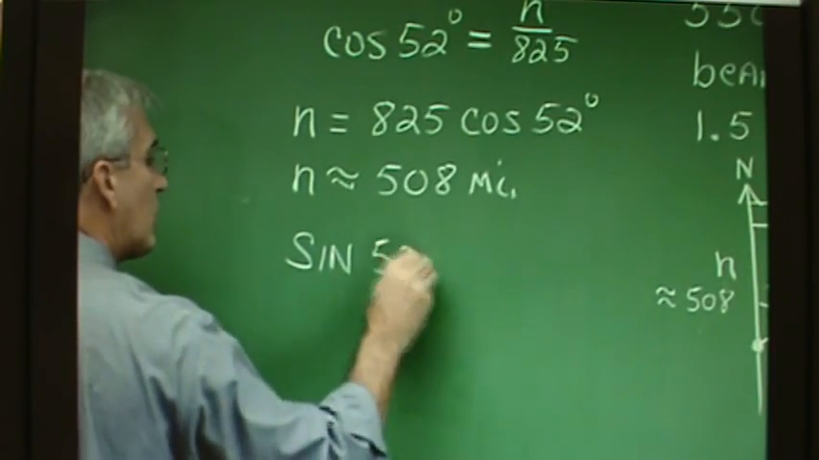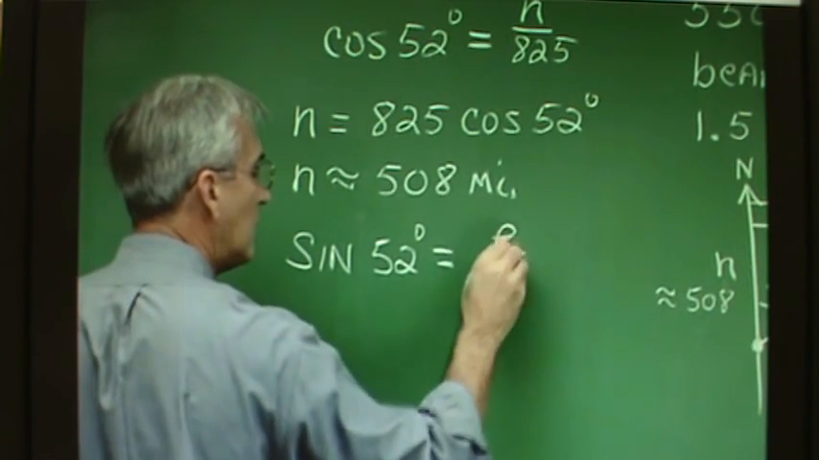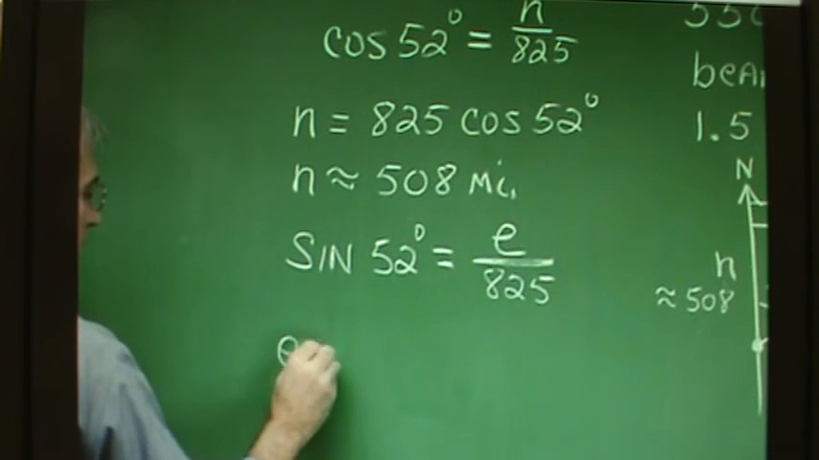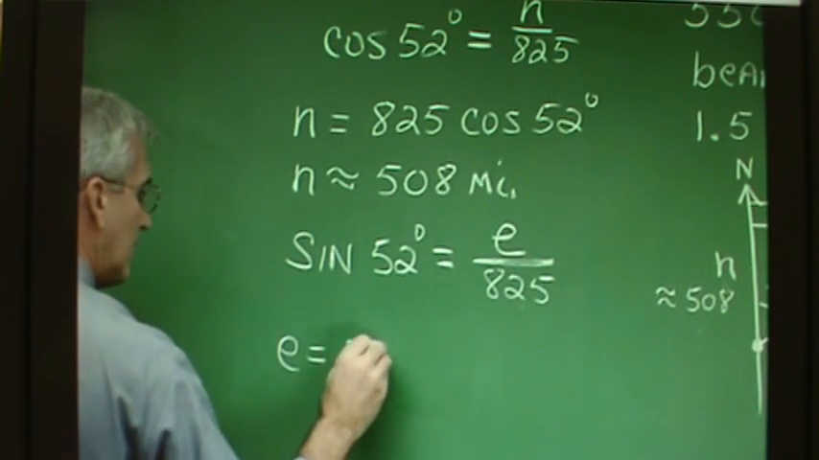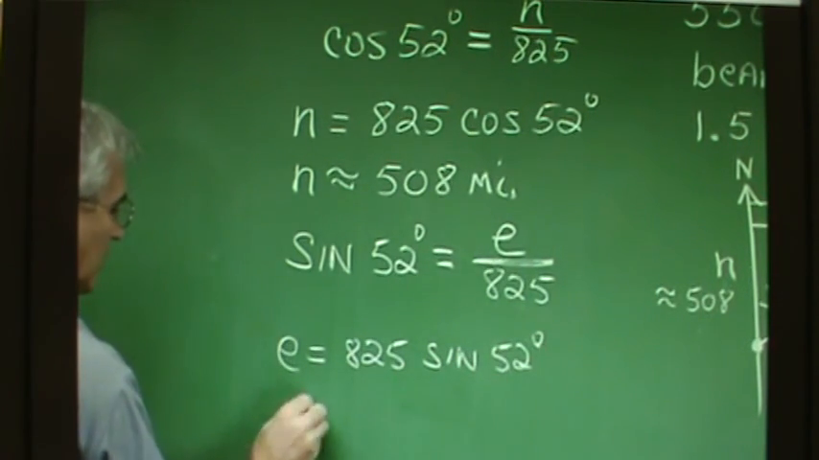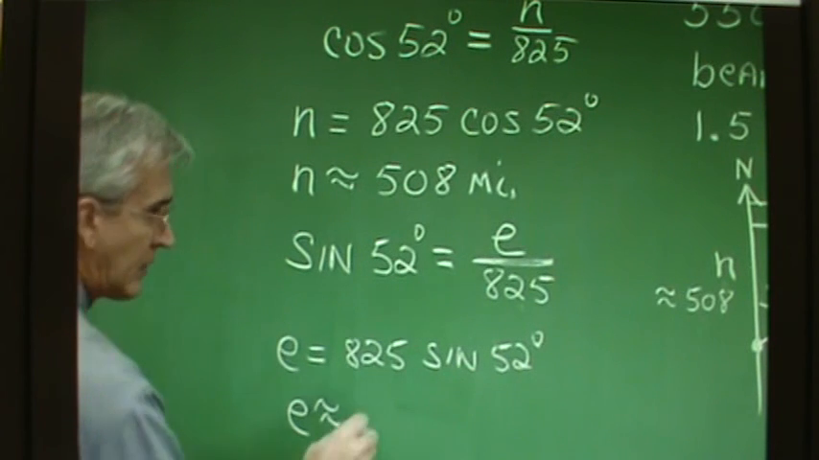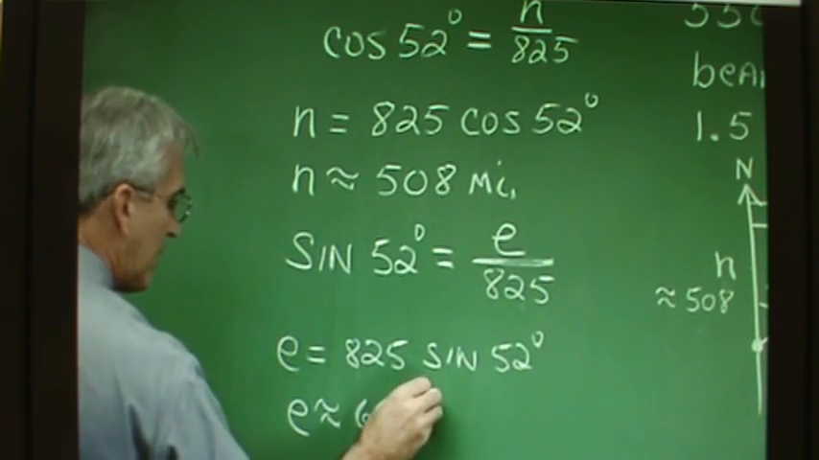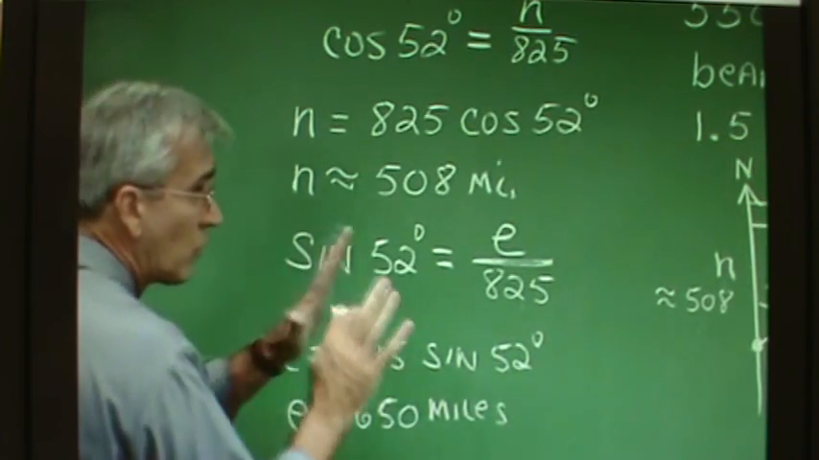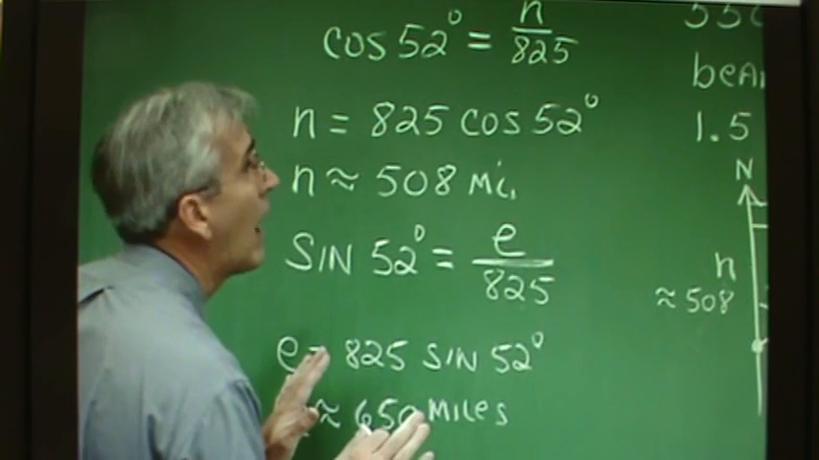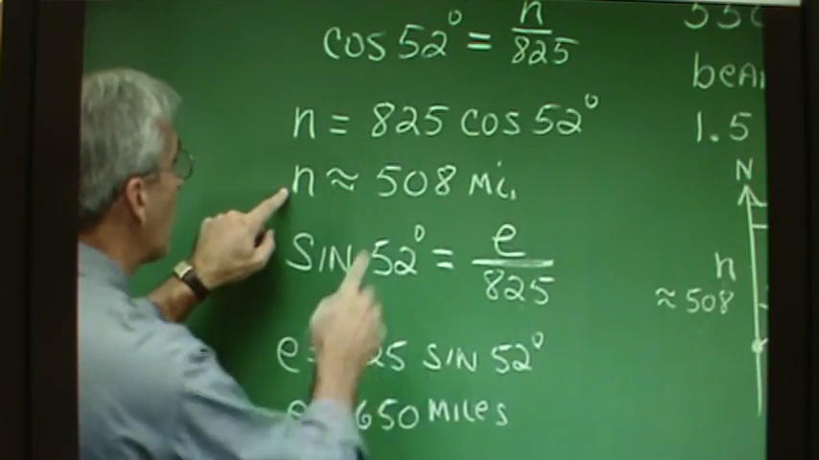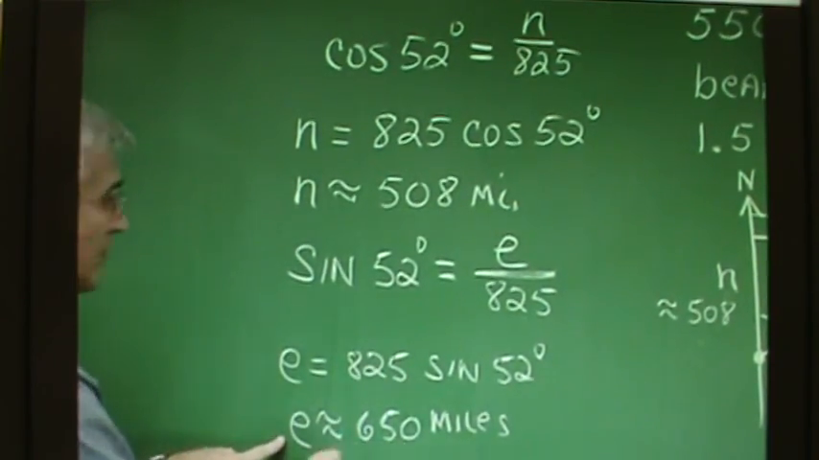So the sine of 52 degrees is equal to E over 825. E then is 825 sine 52 degrees. And with the calculator, we find E to be approximately 650 miles. So the airplane has gone, after this 1.5 hours at 550 miles per hour on a bearing of north 52 degrees east, the airplane has traveled north 508 miles and east 650 miles approximately.